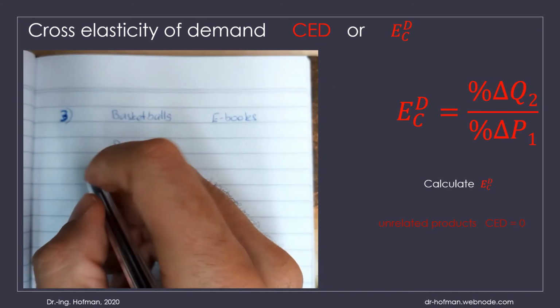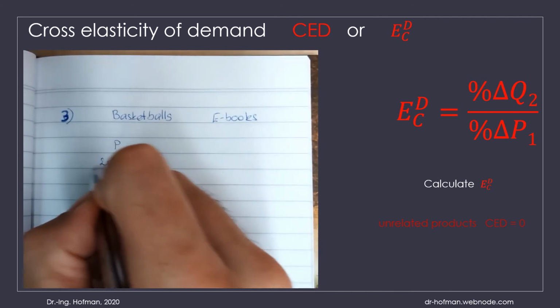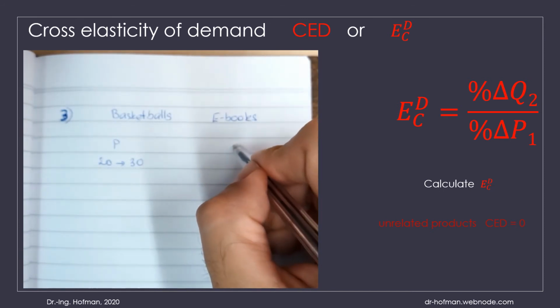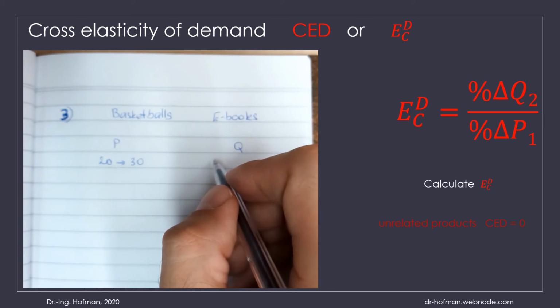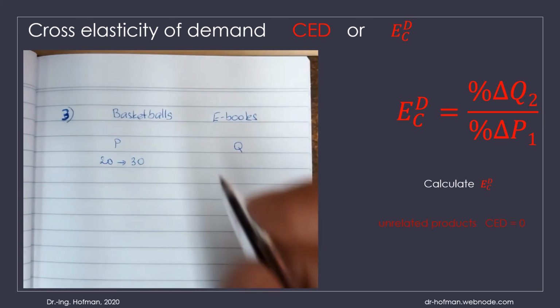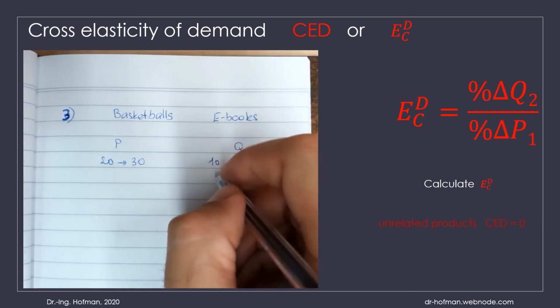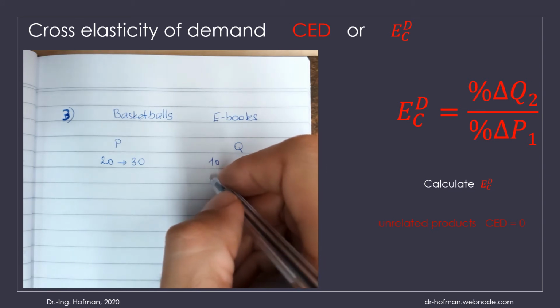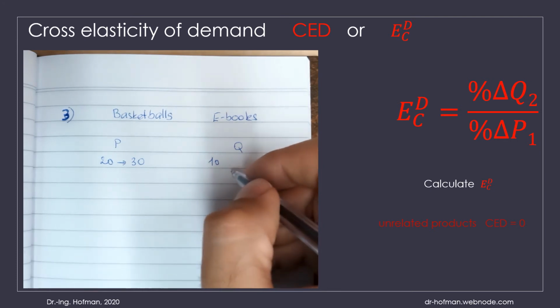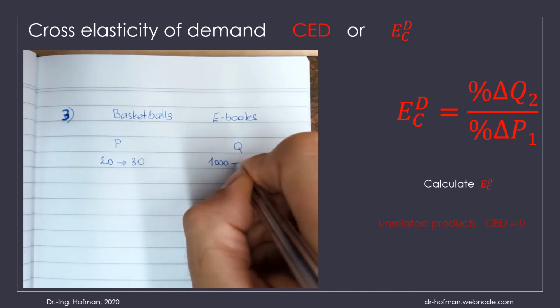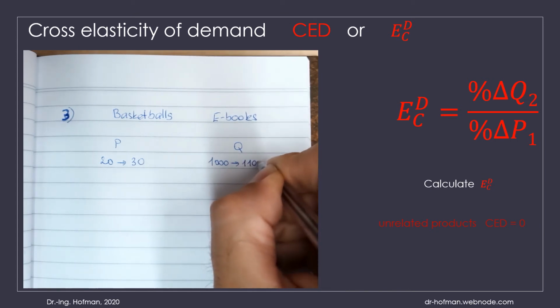Basketball price goes from $20 to $30, and quantity demanded of ebooks stays at 1,000. So for unrelated products, where the price change in one of them does not affect the quantity demanded in the other, it makes complete sense that you have a 0 cross elasticity of demand. If they're complements, you would have a negative cross elasticity of demand. And if they're substitutes, you would have a positive one. And the closer the substitutes they are, the more positive the cross elasticity of demand.